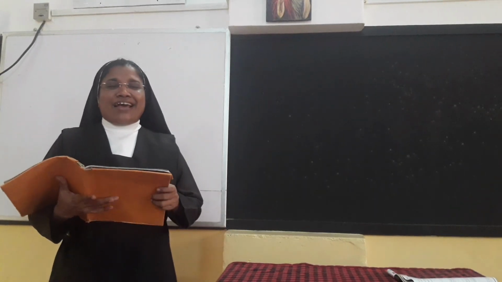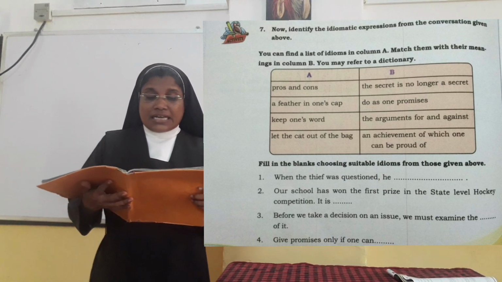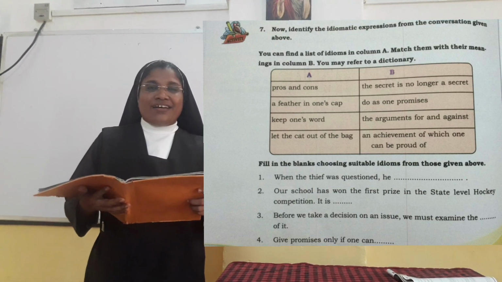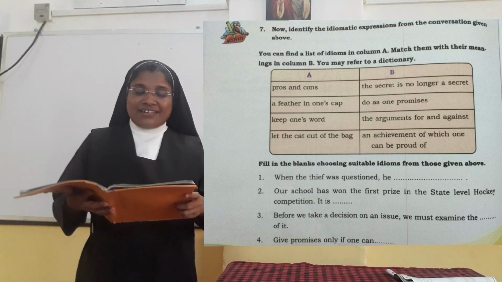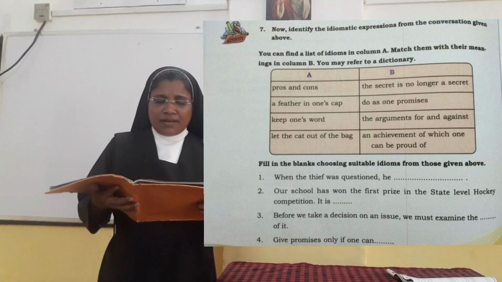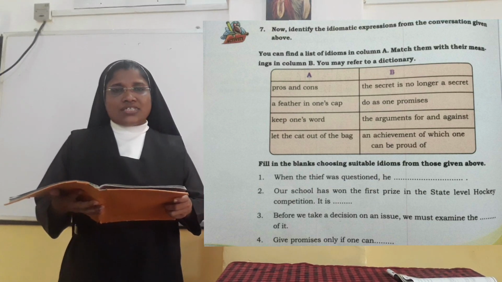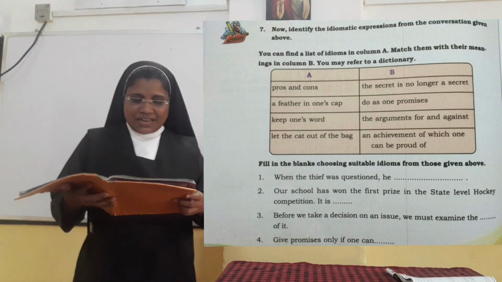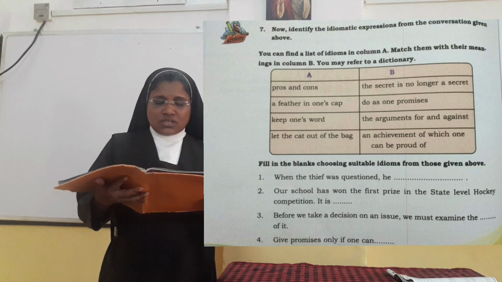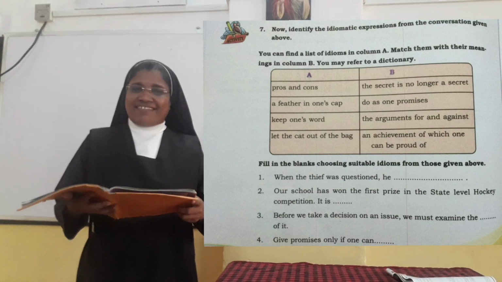So here in activity 7 it is given: identify the idiomatic expressions from the conversation given below. And you do the exercises given in the textbook by yourself. You can find the list of idioms in column A. Match them with the meanings in column B. If you can't understand, refer to the dictionary. And underneath, fill in the blanks using suitable idioms from those given above. Read it by yourself, find the meaning and then write.